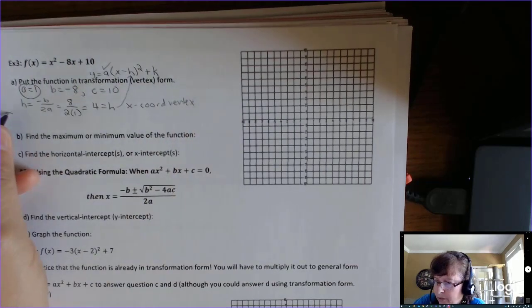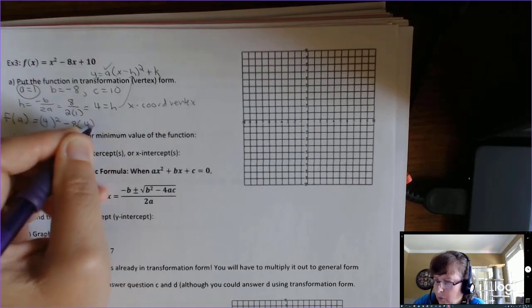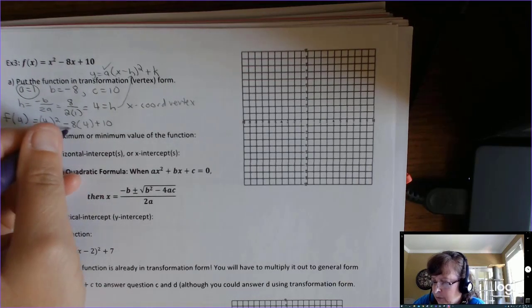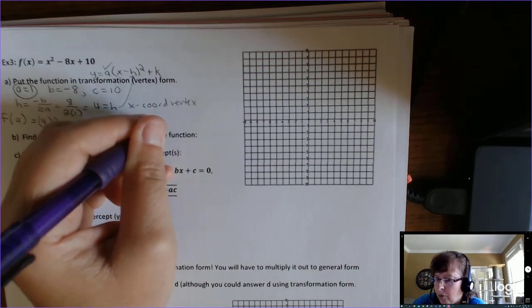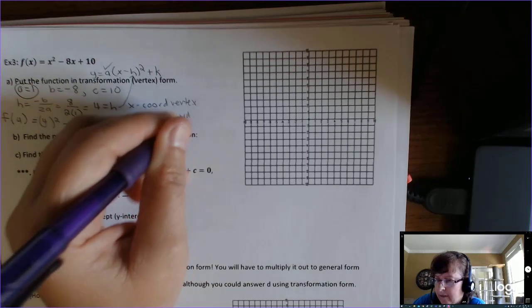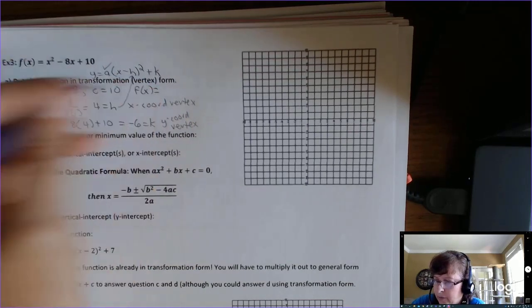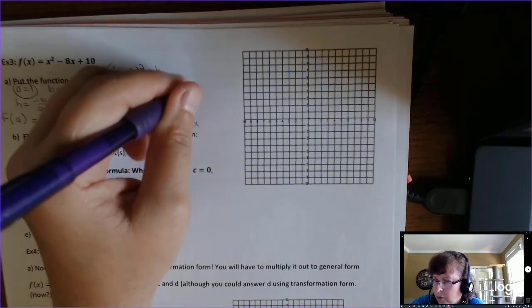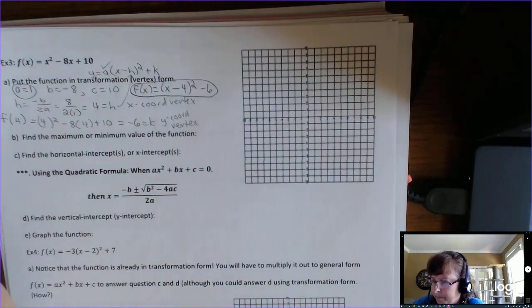To find the y coordinate of the vertex, you plug that input into the function. So f of 4 equals 4 squared minus 8 times 4 plus 10. If you used your calculator, you should have gotten 16 minus 32 is -16 plus 10, -6. That's k, or the y coordinate of the vertex. So transformation form would be f of x equals a, which is 1, times x minus 4, quantity squared, minus 6. There is our transformation or vertex form.